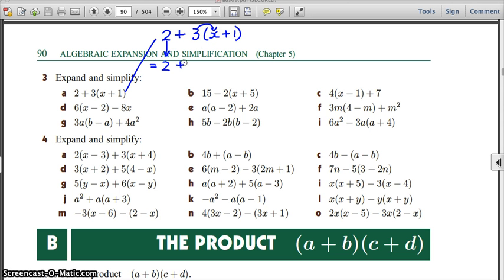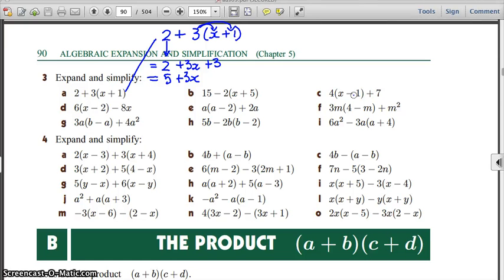3 times x gives us 3x, and 3 times 1 gives us 3. And this is where we have to collect like terms. 2 and 3 gives us 5. Yes, 2 plus 3, that belongs to that, gives us 5, plus 3x. Any questions with that? Maddie, is that alright? I mean, you've been away.